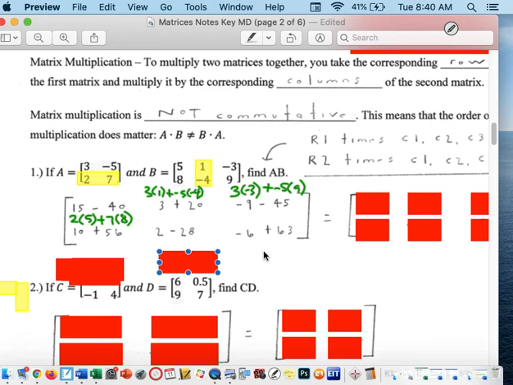Last row times column, 2 times negative 3 plus 7 times 9. So what I'd like to see on your paper when I'm asking you to multiply would be to have what's written in pencil here. Show me what you are going to add together, okay? And then your final answer is just then 15 minus 40.